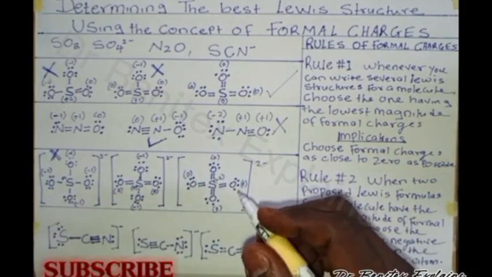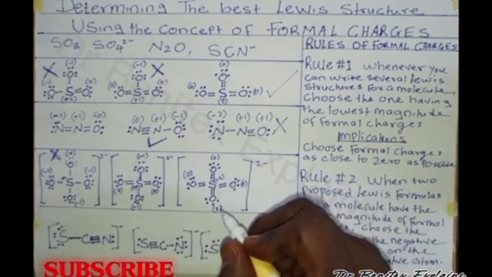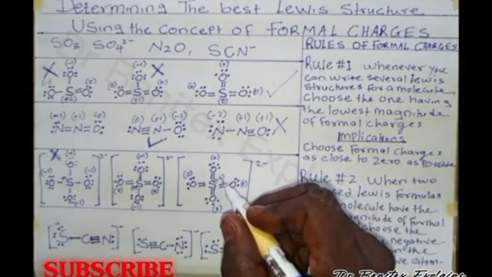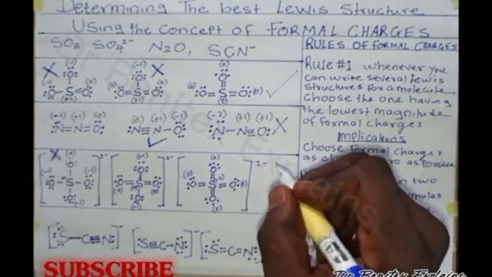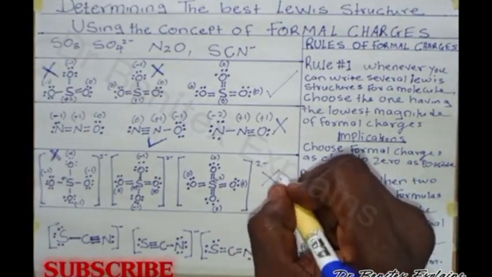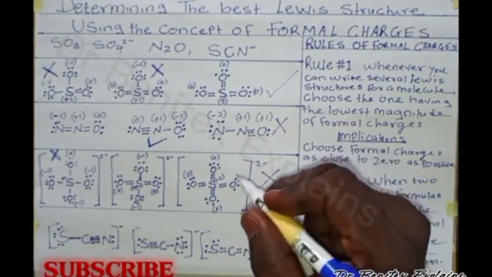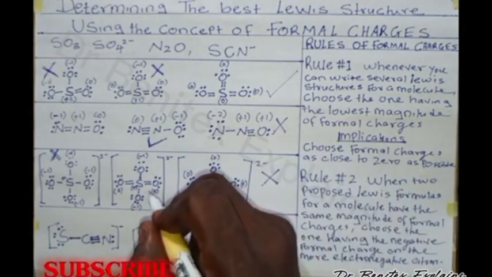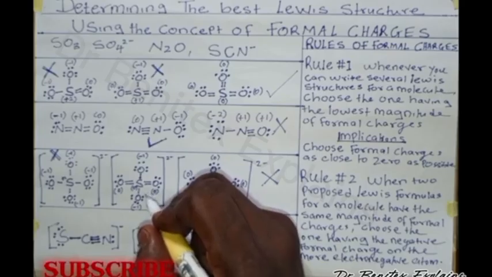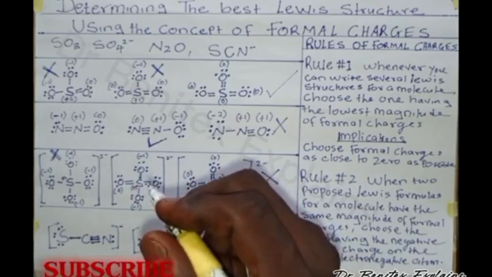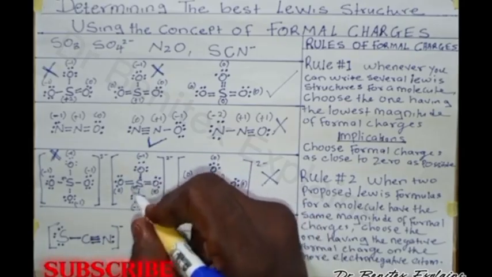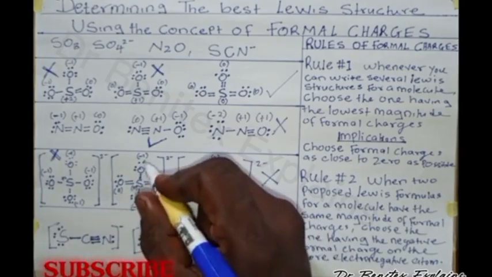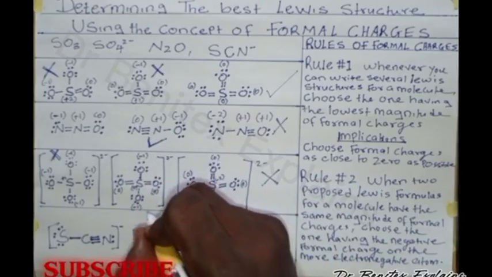Okay, let's check out the last one. The last one has a -2 on the sulfur. That's really bad. So we are going to reject the last Lewis structure because it has a -2, which is a high magnitude on the sulfur. So we're going to select the middle Lewis structure. It is correct because it has the lowest magnitude of formal charges. You can see that 0, 0, 0, -1, -1. So this is the correct Lewis structure.